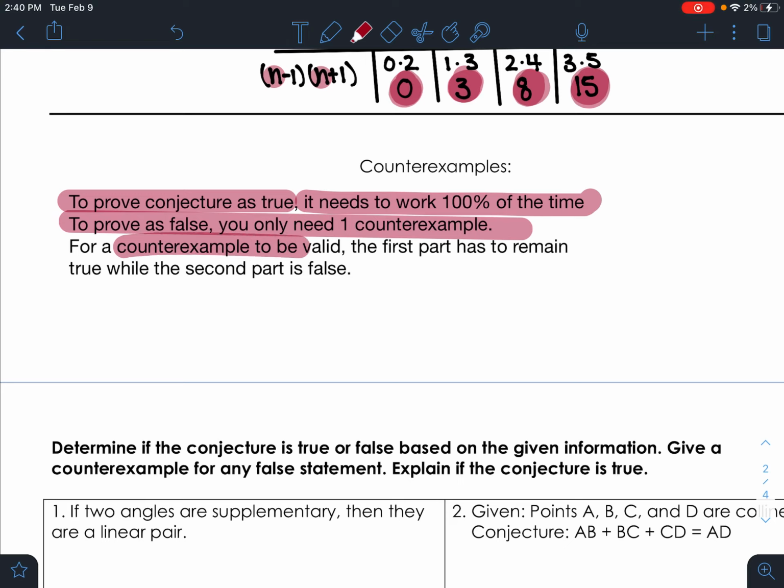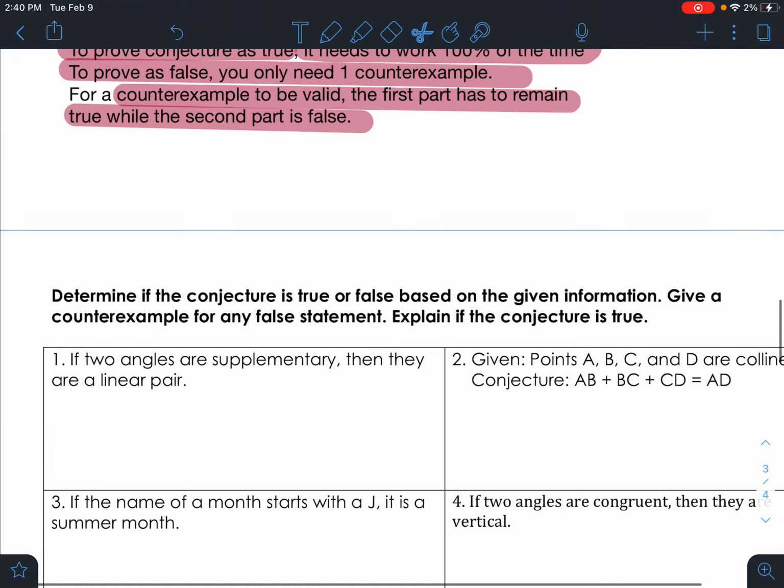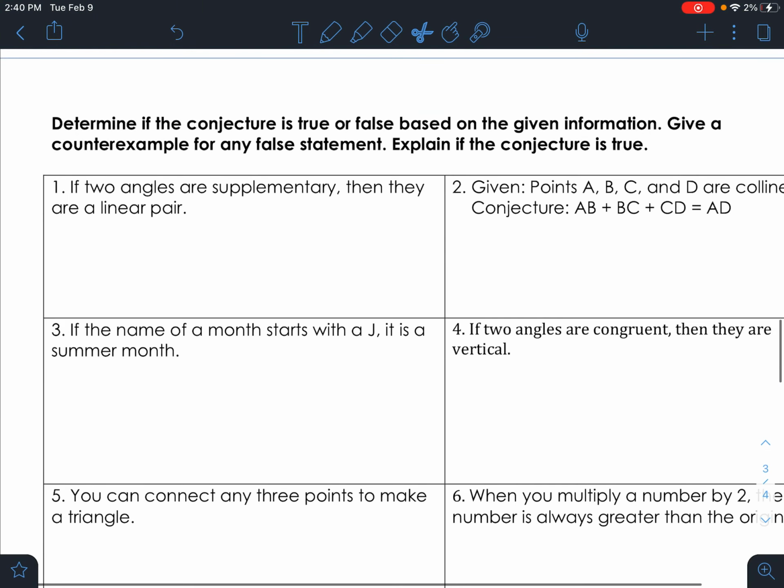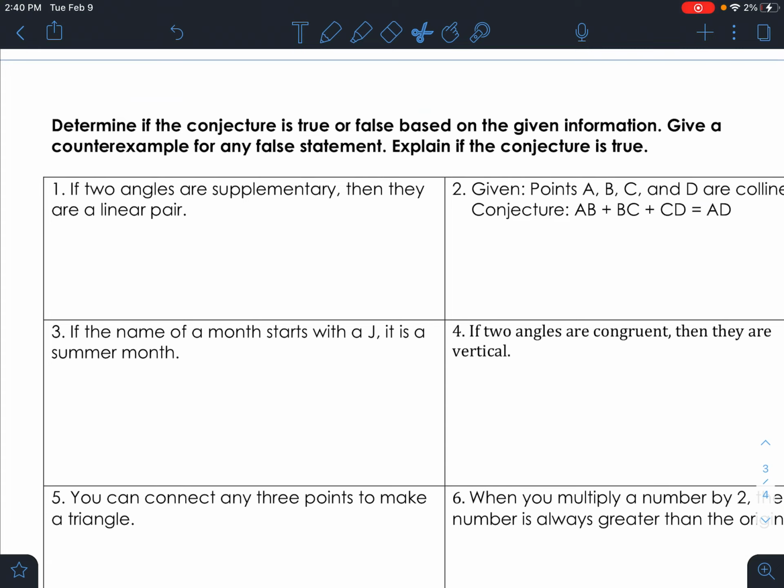But for a counterexample to be valid, the first part of the conjecture has to remain true, while the second part is the one that we're proving as false. And I'll explain that in a second. So let's just start looking at examples, and I think it'll make more sense. Here we go. It says, determine if the conjecture is true or false based on the given information. Give a counterexample for any false statement. Explain if the conjecture is true.